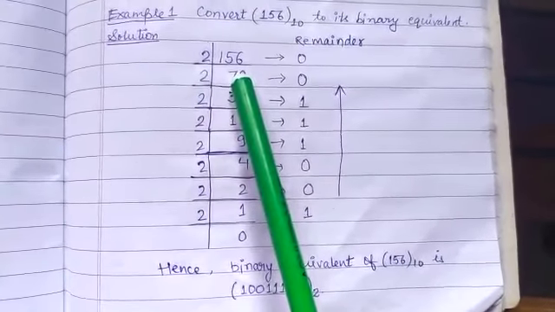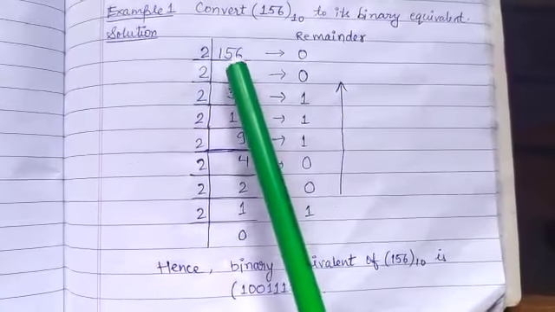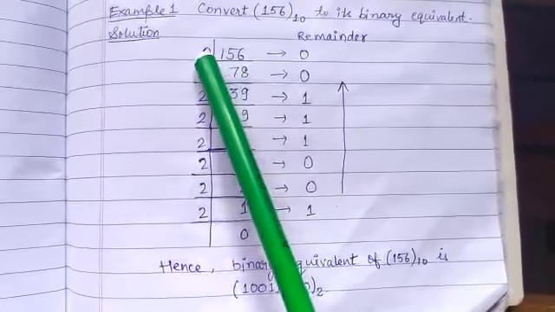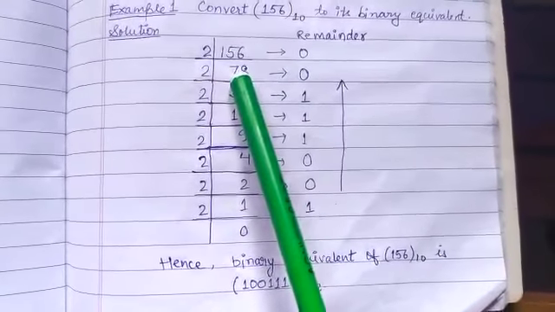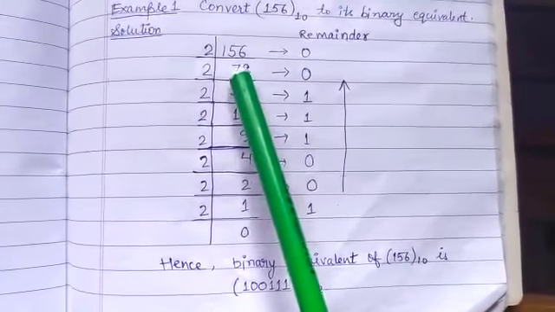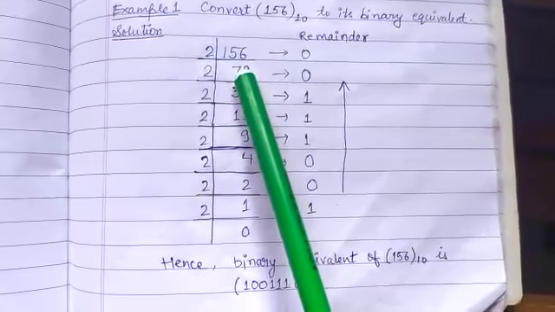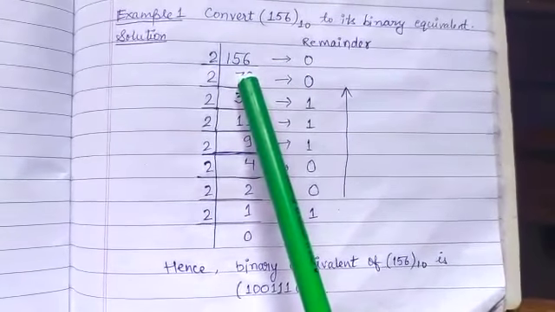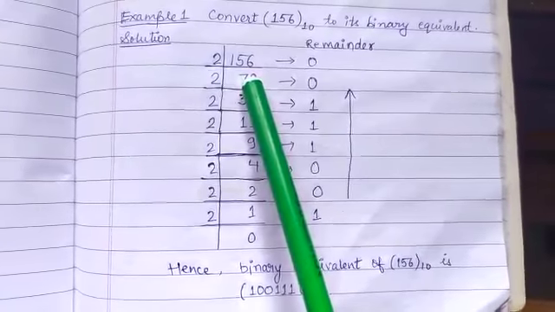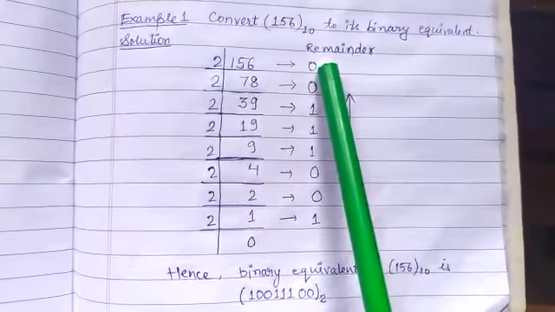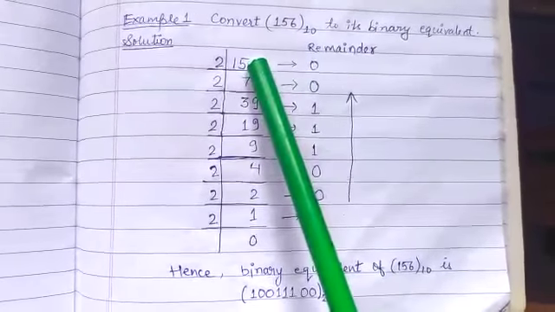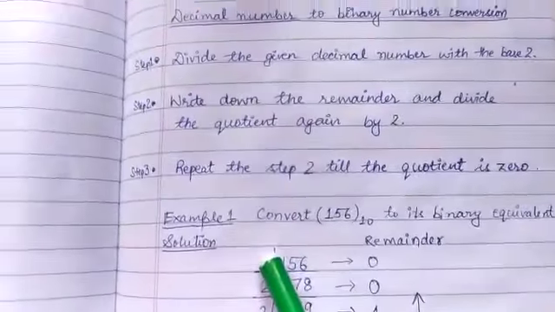I will tell you that please do it in rough. When you divide 156 with 2, quotient will be 78. So that will be written below 156. This is quotient. And remainder, what was the remainder for 156? That will be 0. So that remainder will be written on the right side. Got it? First, the decimal number will be divided with 2. You remember the steps now?